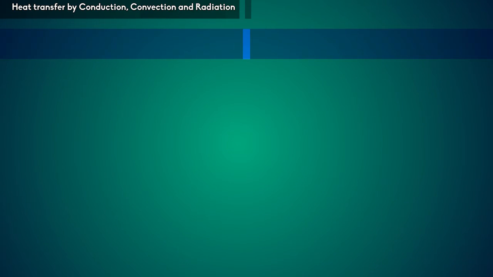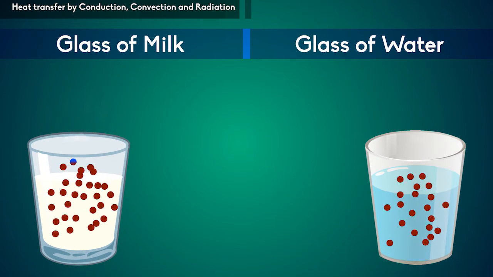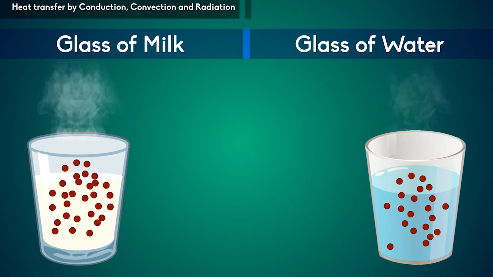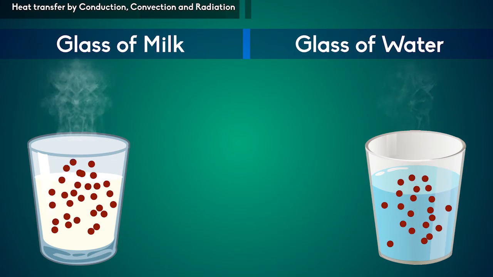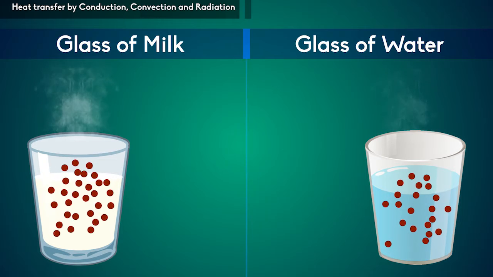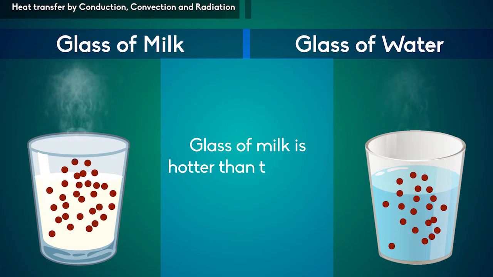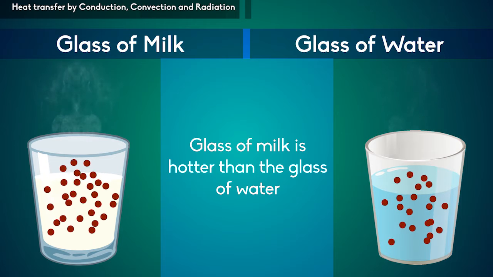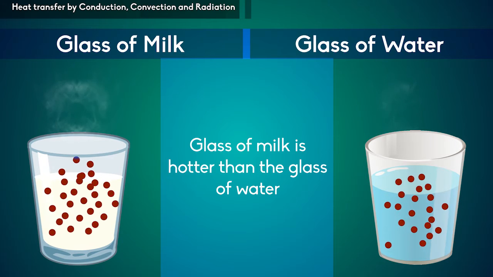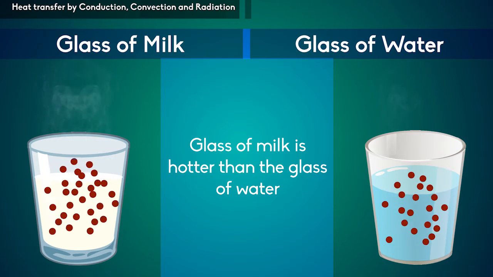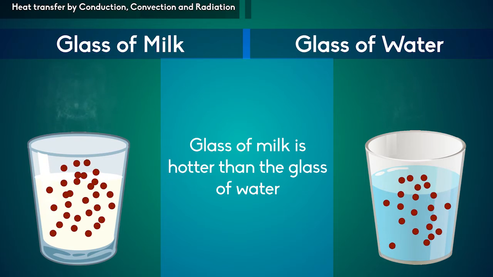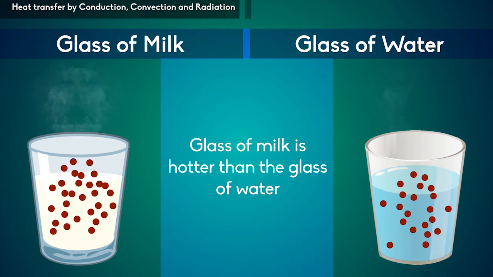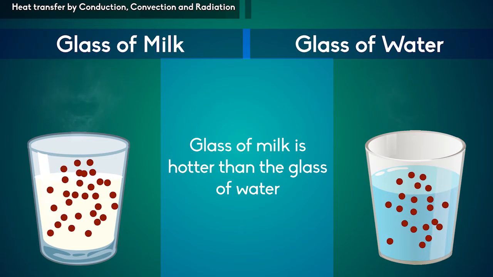Now, suppose the same amount of heat is applied on one glass of water and one glass of milk. Which glass of liquid will generate more heat? You will see that the glass of milk will generate more heat than the glass of water. This is because the gaps between molecules in milk are less as compared to gaps between molecules in water, and therefore heat transfer in milk will be more effective than heat transfer in water.